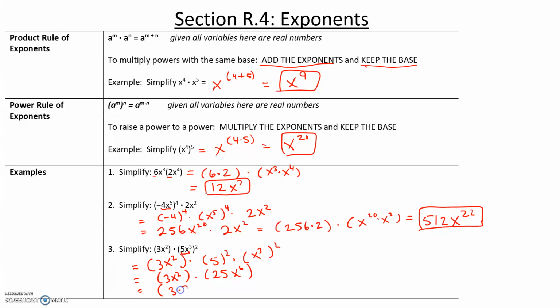So in one parentheses, we put 3 times 25. In the other parentheses, we put x squared times x to the sixth. 3 times 25 is 75. X squared times x to the sixth, you multiply the same base, so we keep the base, add the powers. This gives us 75 x to the eighth power.